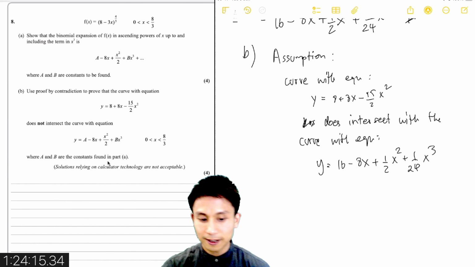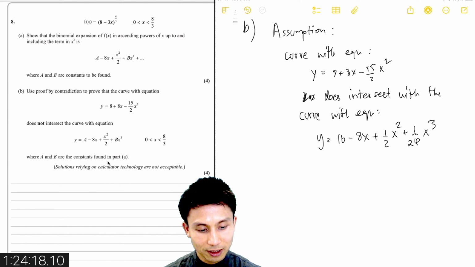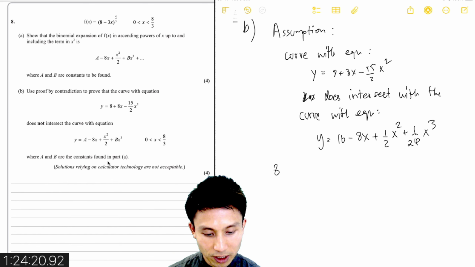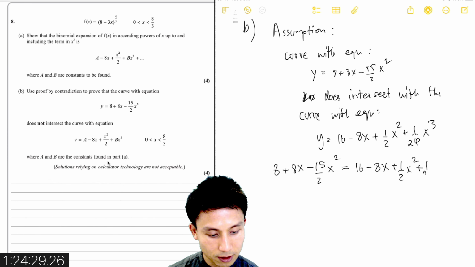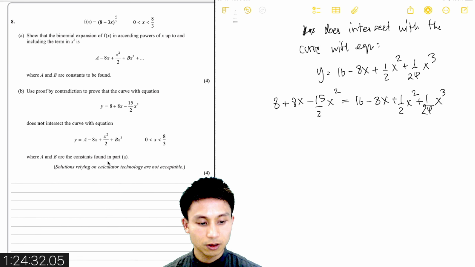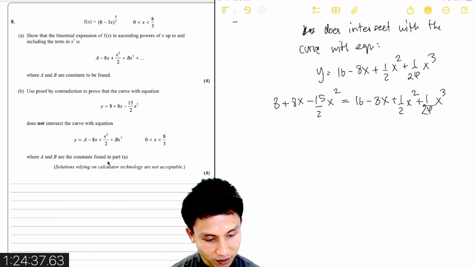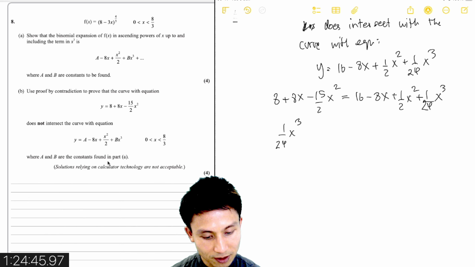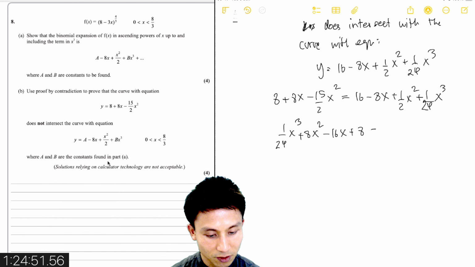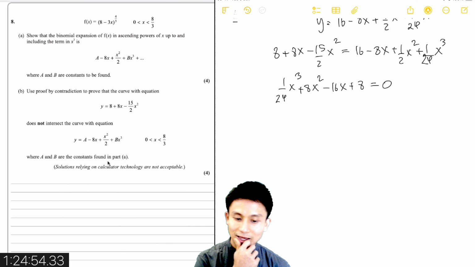Okay, that's the assumption done. So we assume that they do intersect, so that means we can follow our assumption, make them equal, right? Like that. So if they have a solution, they should have answers there. So I'm gonna move everything to the right part. So I'm gonna have 1 over 24 x cubed, moving 15 over 2 there, I get 8 x cubed, and then I have minus 16x here, and then I have plus 8 equals 0. That's a bit tricky.